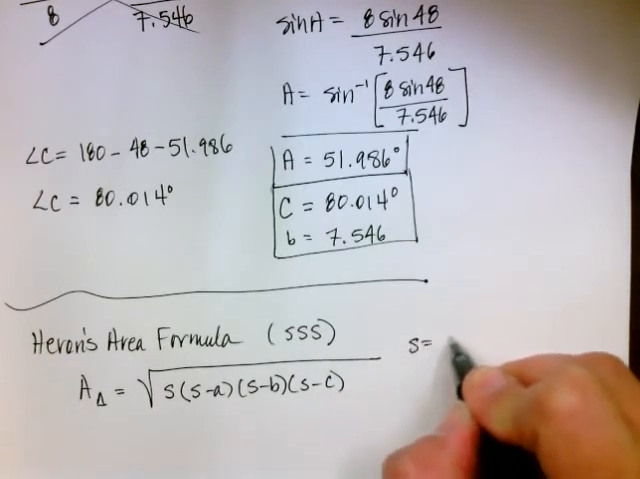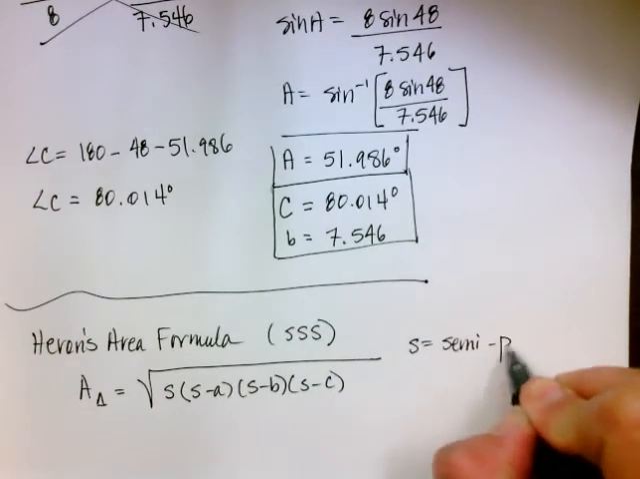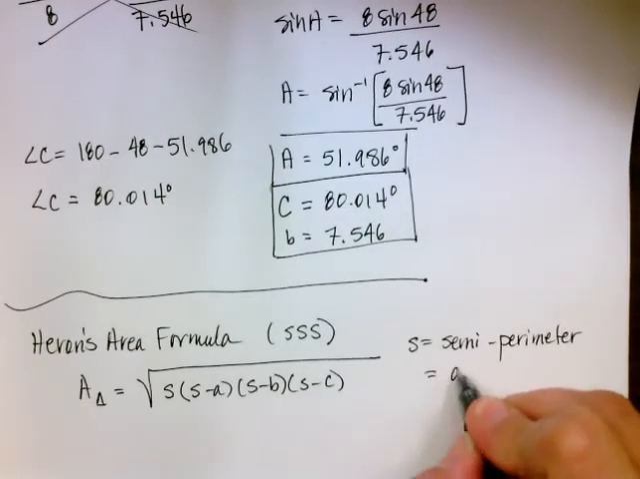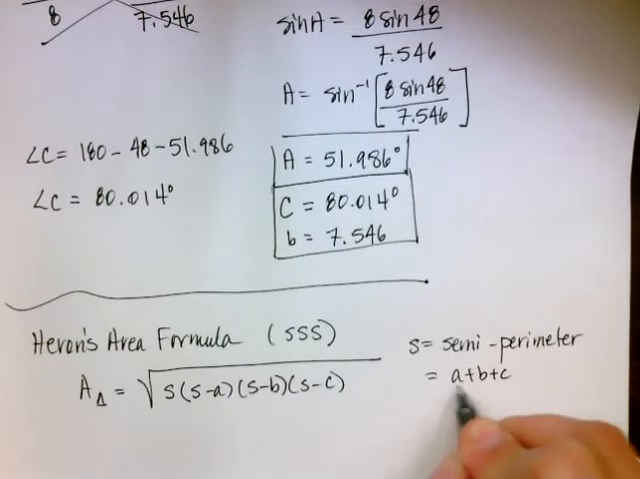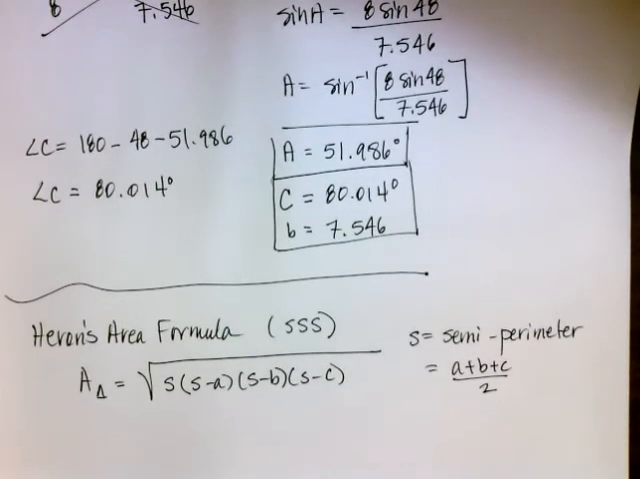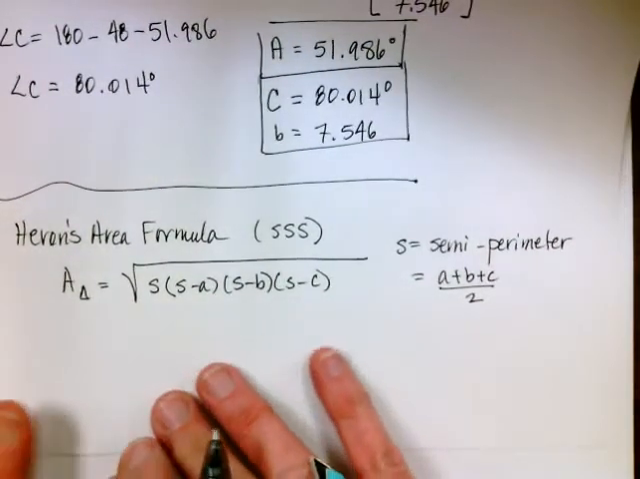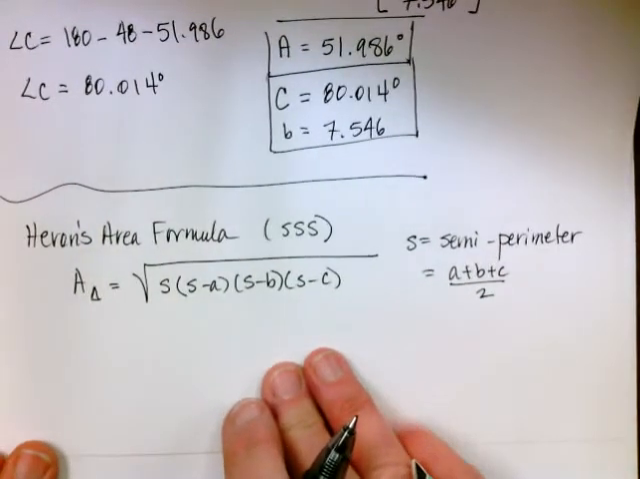And s is called a semi-perimeter, which means basically that it is the sum of the sides divided by 2. So that's why it's called a semi-perimeter. So it's actually a super easy formula to use. Again, I'm going to do most of the work in my calculator.